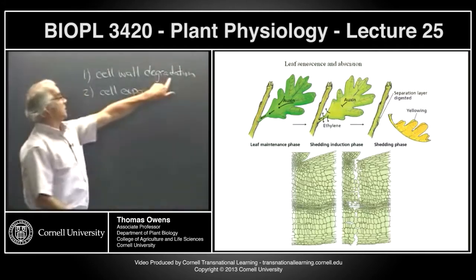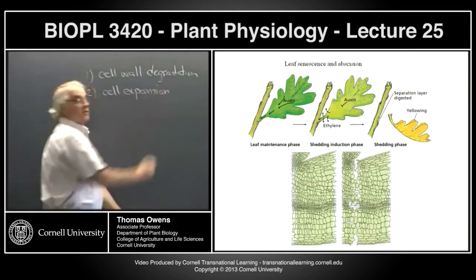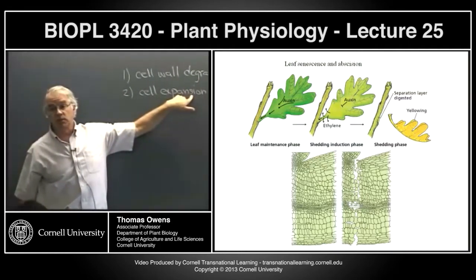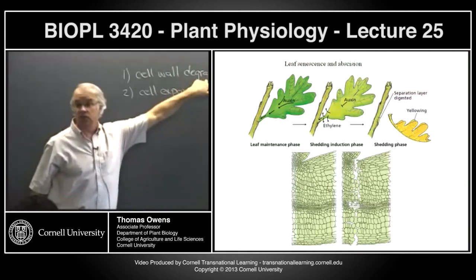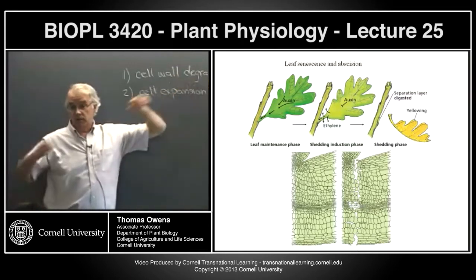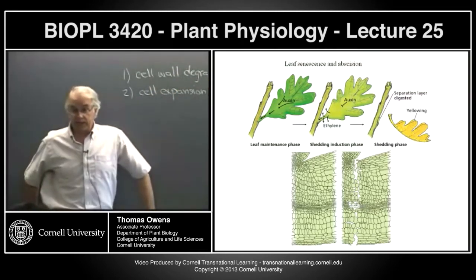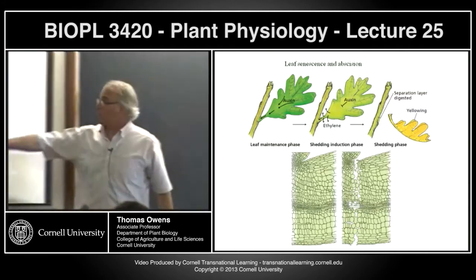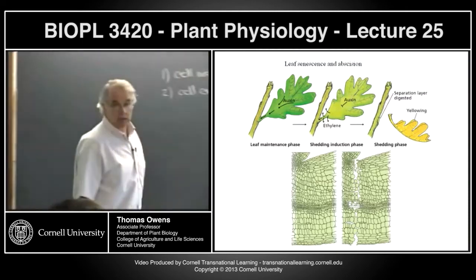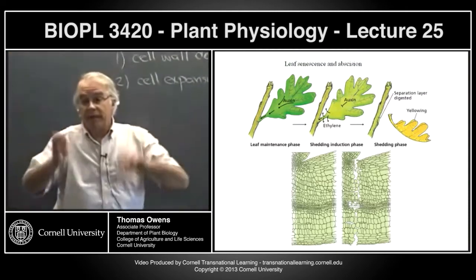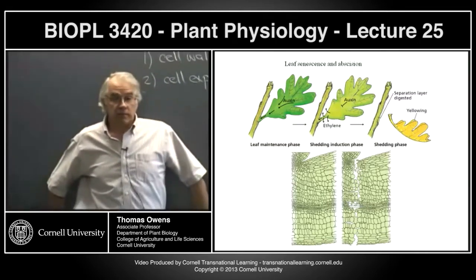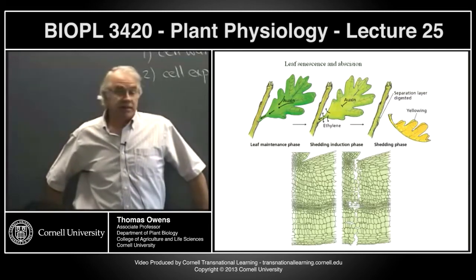The cell expansion, it used to be thought that ethylene actually caused cell expansion, but there doesn't seem to be any evidence that supports it now. The cell expansion is a consequence of the cell wall degradation. You lose the constraint on the volume of the cell and it expands. And that expansion turns out to be important because the expansion is what actually breaks the vascular strands. Right? So the cells, as they get bigger, push the two halves of the abscission zone apart. And that's what breaks the vascular strands and the leaf falls off.